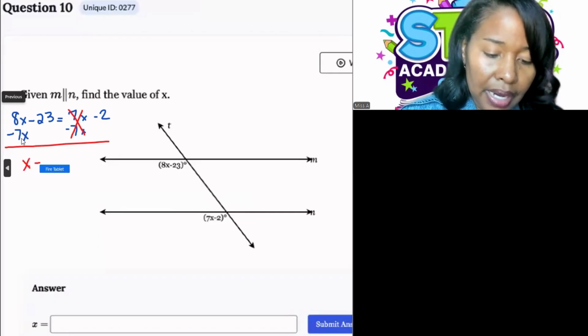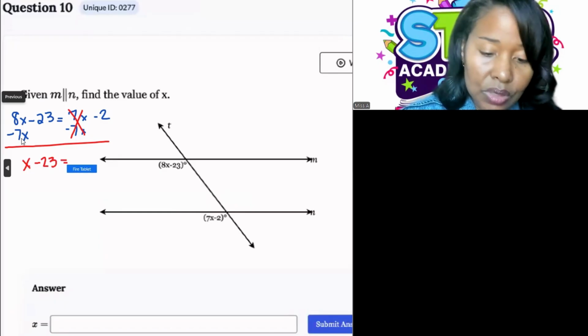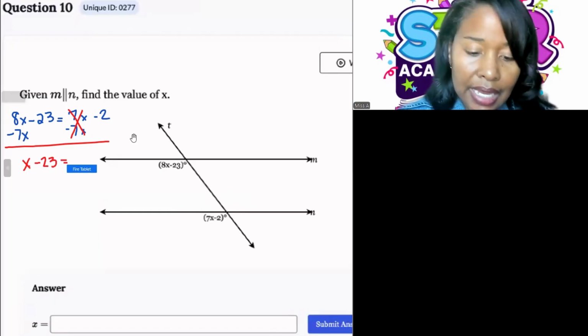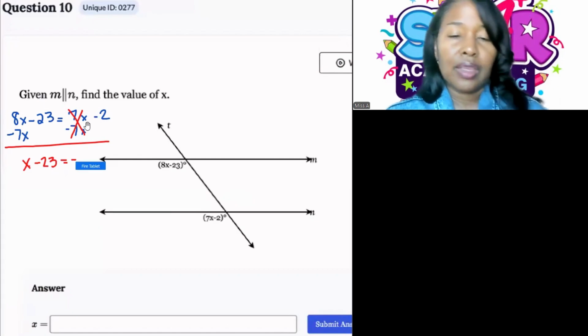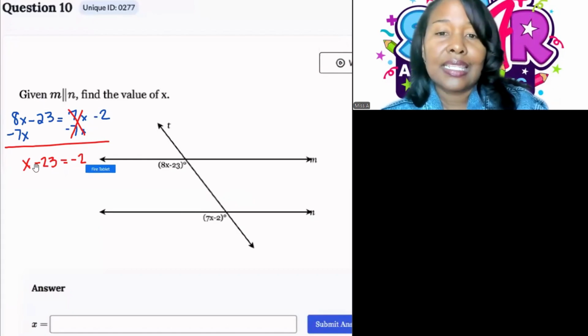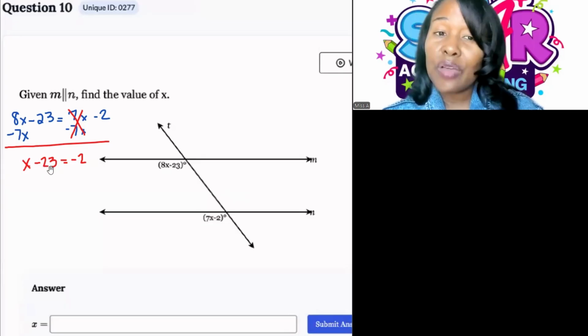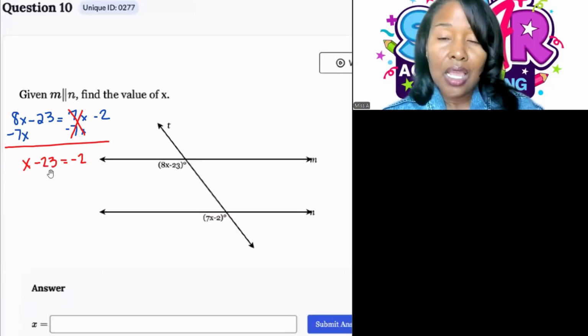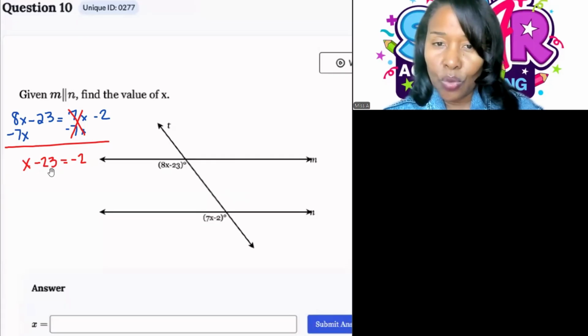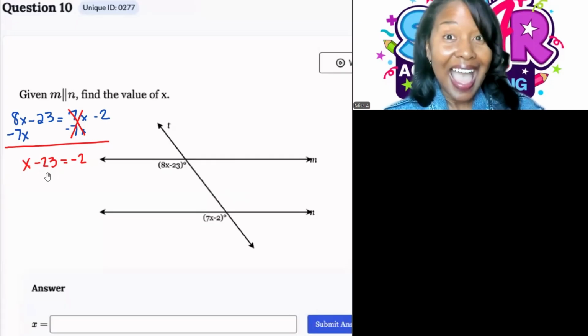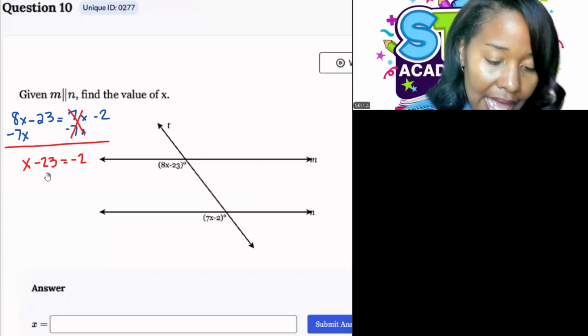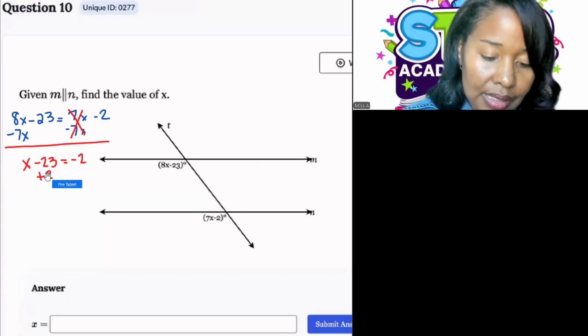Then I'm going to bring down the minus 23. I'm going to bring down the equal sign. And then I will bring down this negative 2 or this minus 2. My final step is to get this x by itself. But look at this, y'all. It's not by itself. 23 is being subtracted from it, right? Or this is a negative 23. So I'm going to undo it by doing the opposite. What is the opposite of subtracting 23? Yeah, adding 23. So I'm going to add 23 to both sides of this equation.